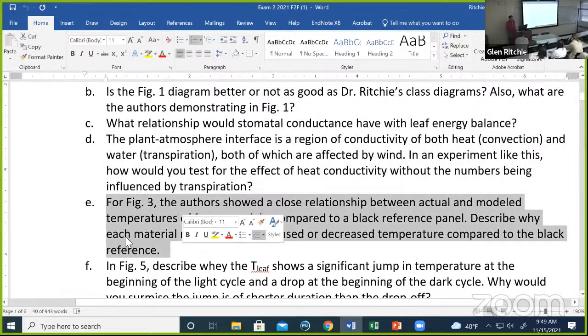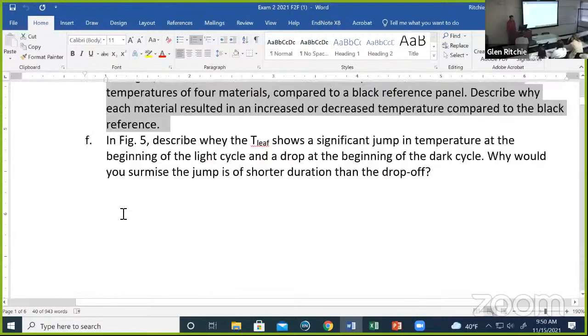This one, describe why each material resulted in an increased or decreased temperature compared to the black reference. Almost all of these come down to a combination of what's the reflectivity of them and what is the emissivity of them based on their color. If you answered in that vein, you got all or most of the question correct.